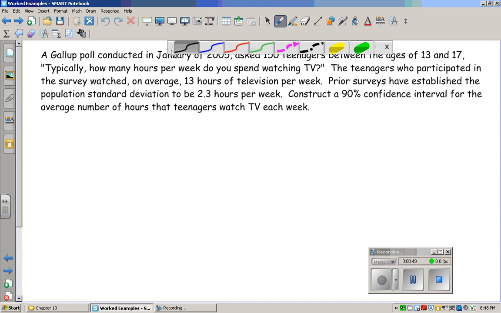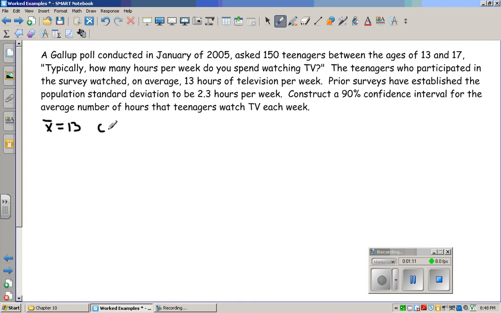Okay, so to get us started on this, we're going to remember to PANIC. So first off, we want to list the parameters that we have been provided. So that's the P. So it says the teenagers who participated in the survey watched 13 hours. So that's x bar. So x bar equals 13 hours. It also told us that the population standard deviation, sigma, is 2.3 hours. Okay, those are the parameters that we know.